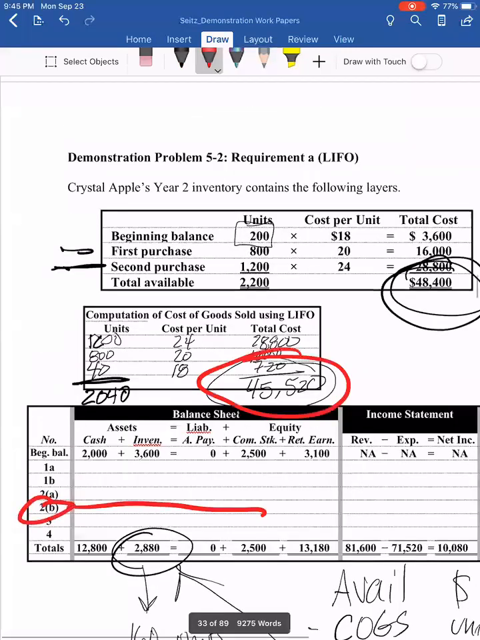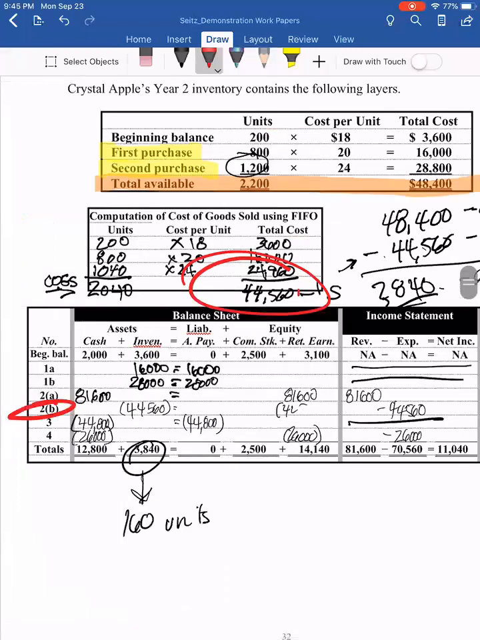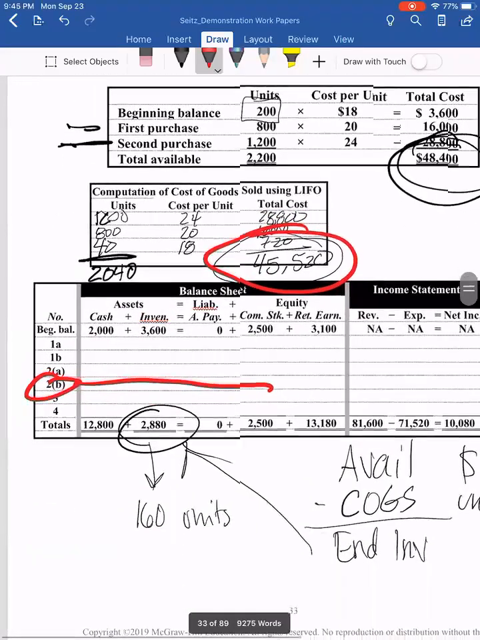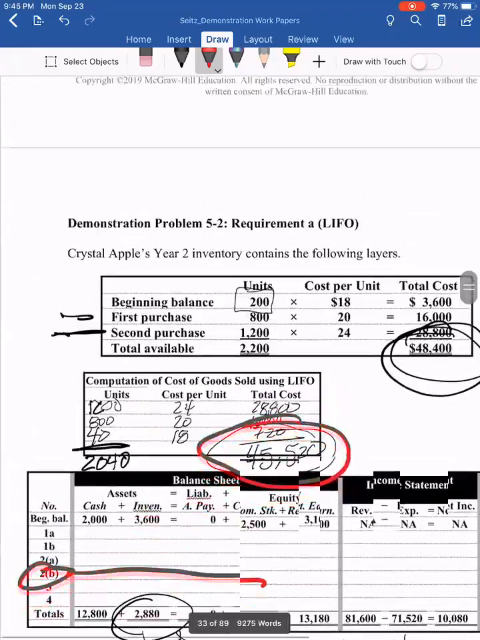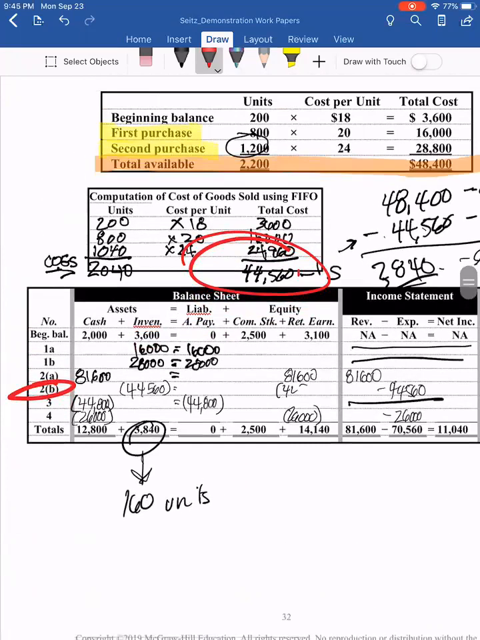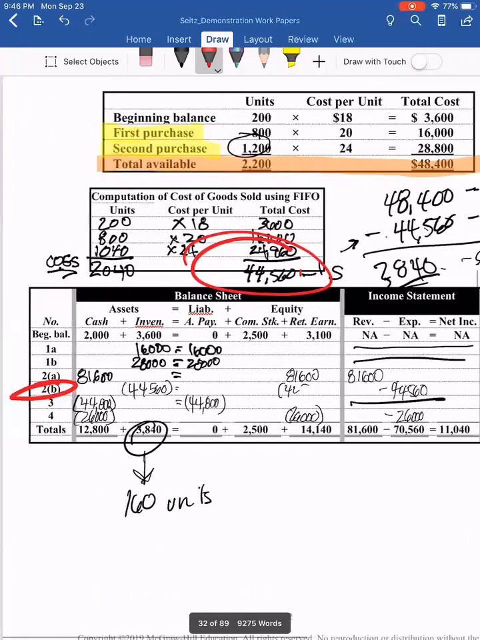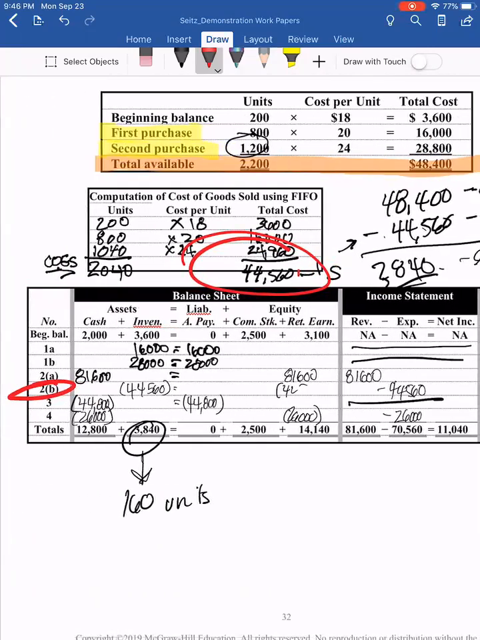So instead of having a decrease of 44,560 as the cost of goods sold expense, we now have a cost of goods sold expense of 45,520. So everything else would remain the same except for that cost of goods sold, which, as you'll see in the next step here, affects your income statement and your balance sheet, but doesn't affect the cash flow statement because it's not an actual cash expense right then and there. It's only a cash expense when you pay down your accounts payable.